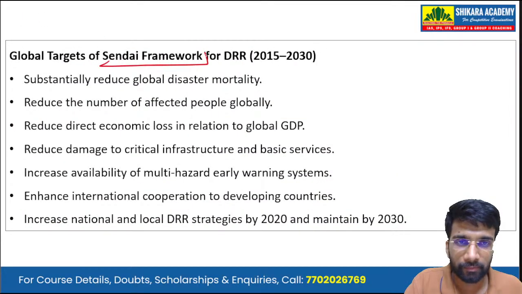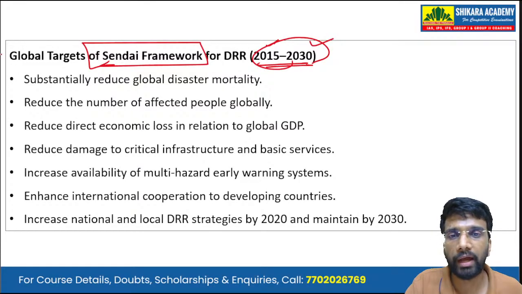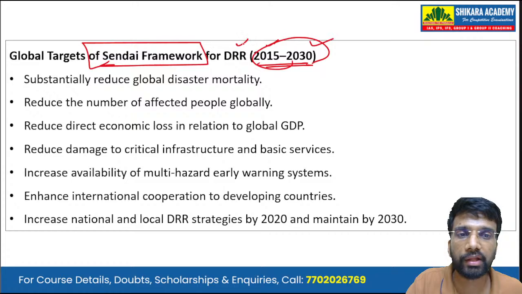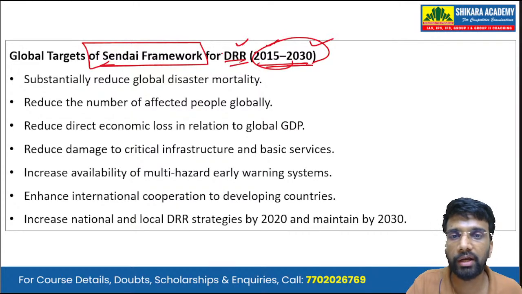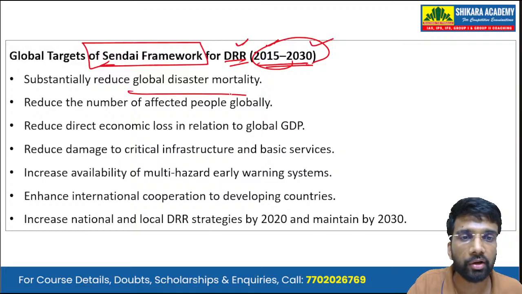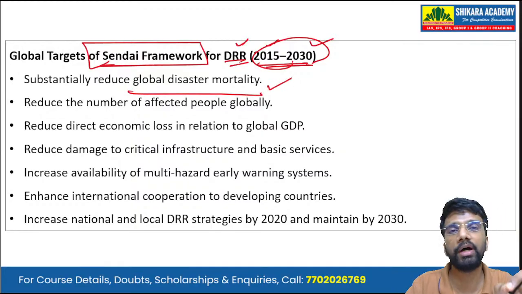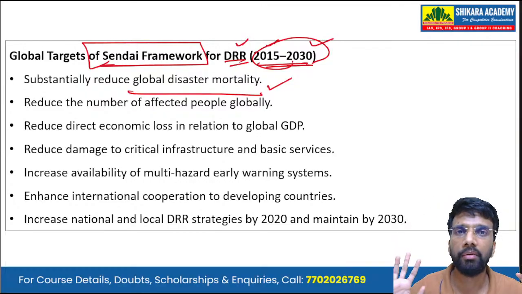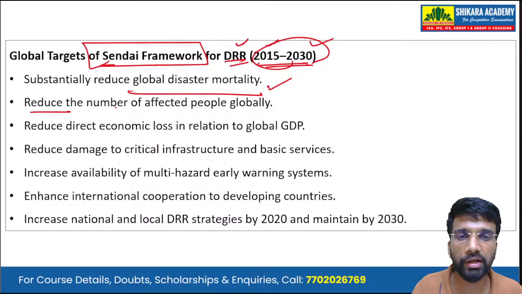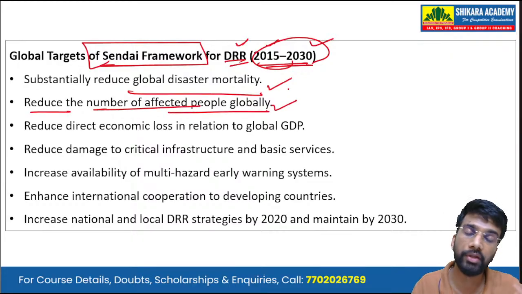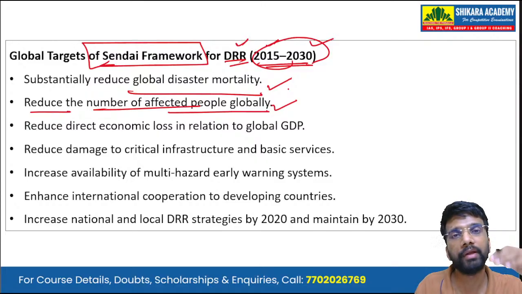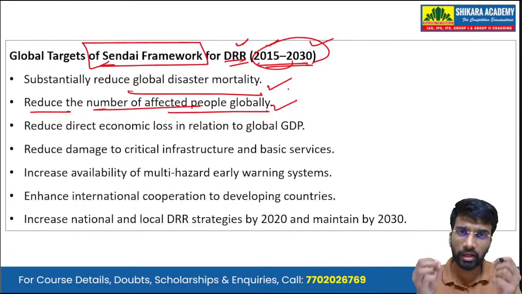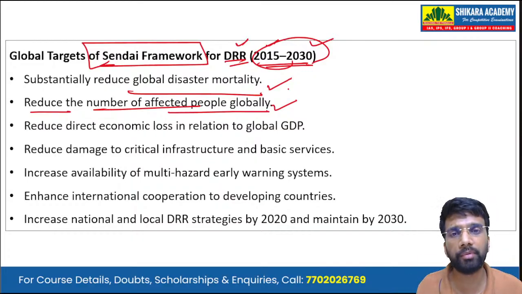Then the Sendai Framework, which was established for the years 2015 to 2030, has set certain global targets for disaster risk reduction. Now, what are these seven targets? First is to substantially reduce global disaster mortality. Number one target is to reduce the mortality. The number of people dying of disasters should be brought down. Then reduce the number of affected people globally. The number of casualties has to come down, and the number of people who are directly or indirectly affected by the disaster should also come down.